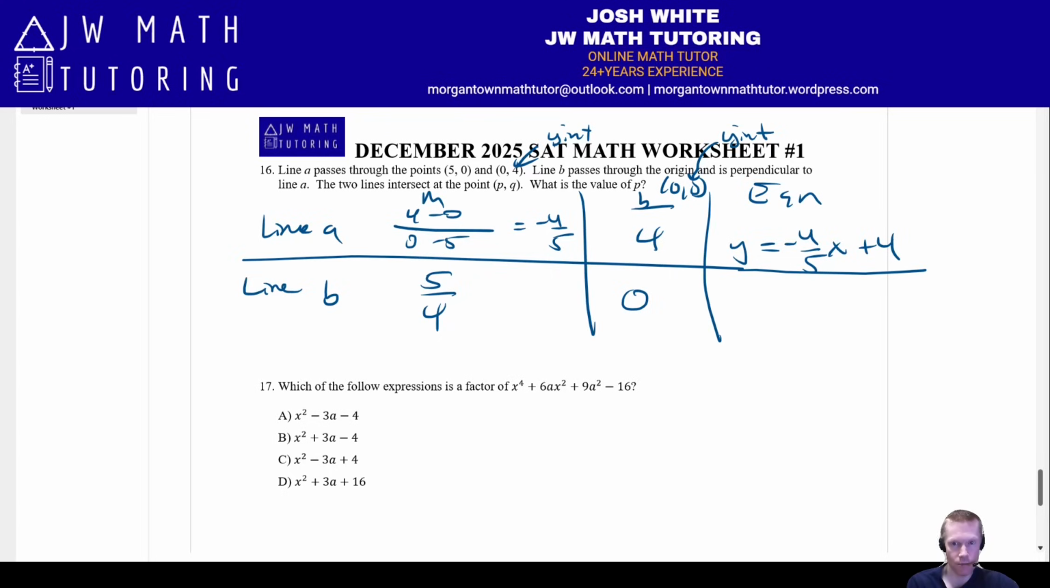Let me just draw some columns here separating these. Therefore, the equation for line B is going to be y equals 5/4 x, technically plus 0, but I'm just not going to write that. Okay, these two lines intersect at the point P comma Q. What is the value of P? So, to find where these intersect, I'm just going to set them equal to each other and solve it.